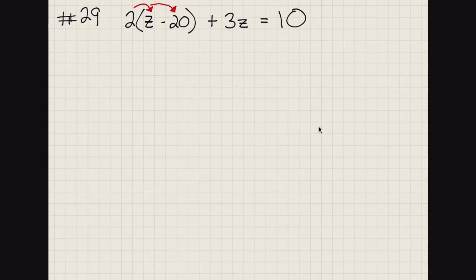Okay? And that leaves me with 2 times z. I'm going to carry down the minus. 2 times 20, 40. Carry down the plus. 3z equals 10.